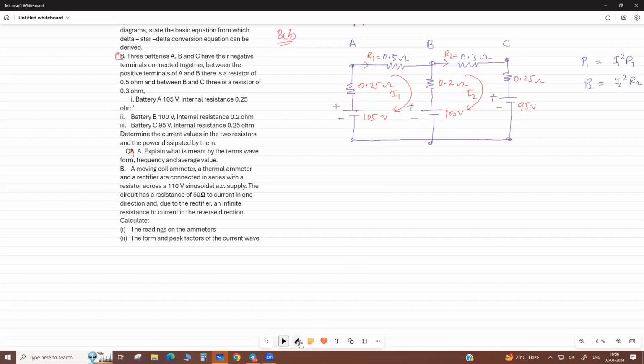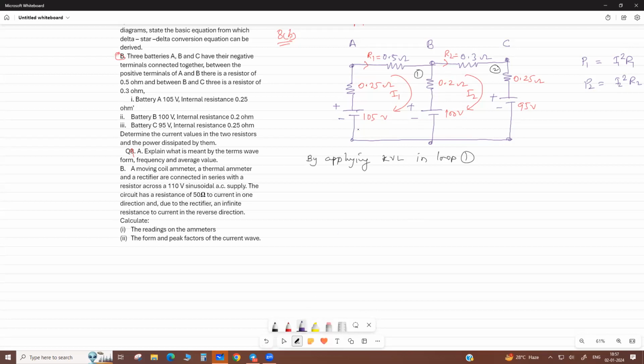So by KVL you can solve. Applying Kirchhoff's voltage law in loop 1. Suppose here is loop 1, this is loop 2. So in the first loop, we apply the KVL.